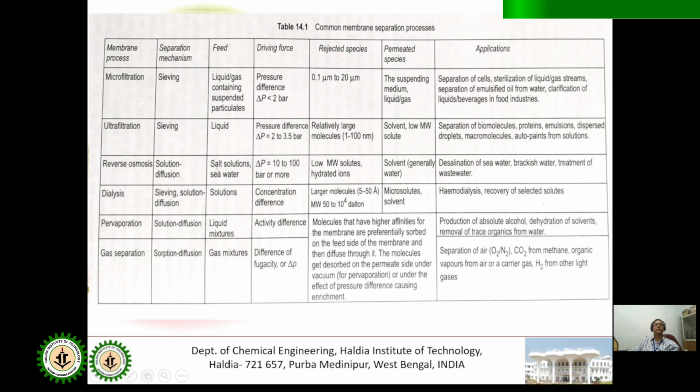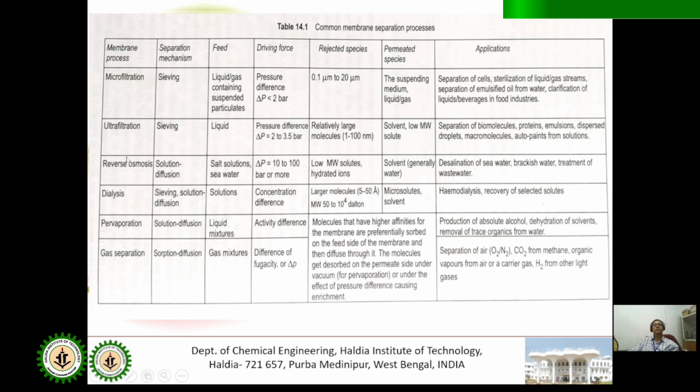In the same way, for reverse osmosis, the separation mechanism is solution diffusion. By the diffusion process only, the solute is diffusing through the membrane, but in the earlier two cases, there is sieving. The feed is salt solution or seawater, and the driving force is 10 to 100 bar or even more. Rejected species are low molecular solids or hydrated ions. Permeated species are mostly solvent, and the applications are desalination of seawater and brackish water, and treatment of wastewater.